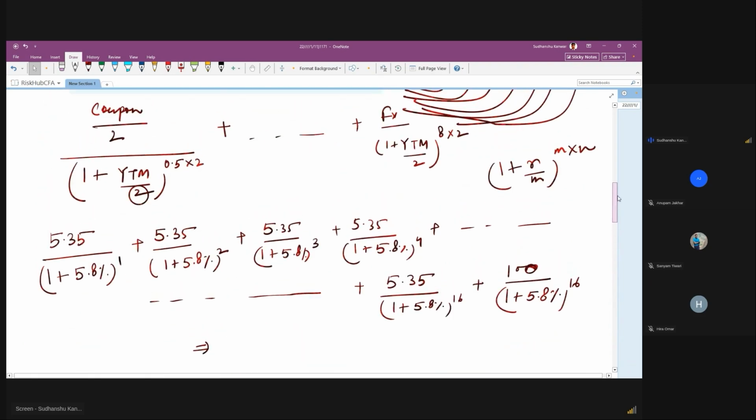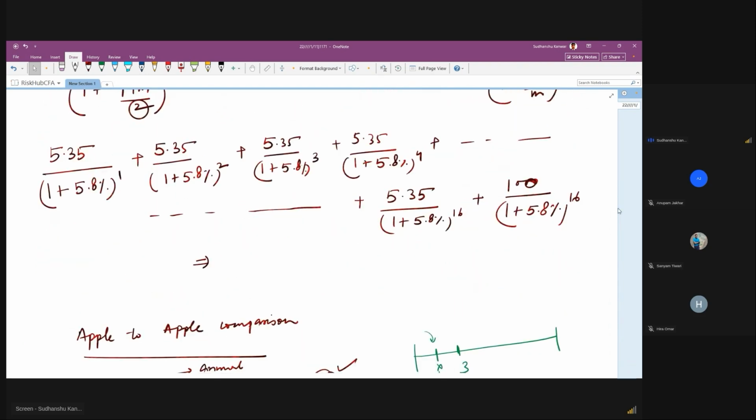Again, very interesting. Please take it as homework. If you're not able to do it, I will do it tomorrow. Try to do it in the calculator. Learn how to do it in the calculator. You have to put the cash flows. It is very easy, to be fair. You have to put PMT, which is the payment, and the payment coming is 5.35.